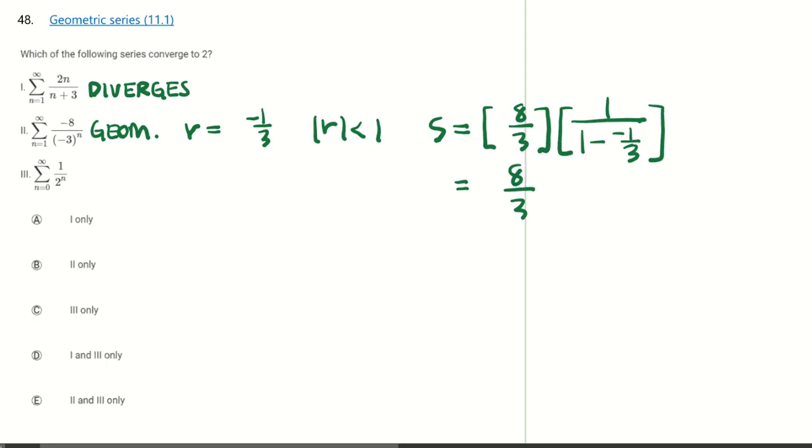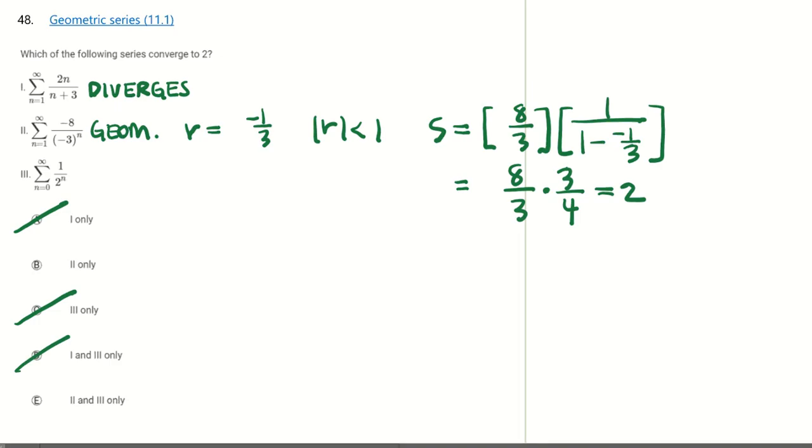Need to do some arithmetic here. 8/3 multiplied by, well, 1 minus -1/3 would be 4/3. So if I have 1 over 4/3, that's multiplying by 3/4. And that is 8 divided by 4, which is 2. Okay, so I know that 2 works, so I got that one out. Oh, and this one's also out because 1 is definitely diverging.